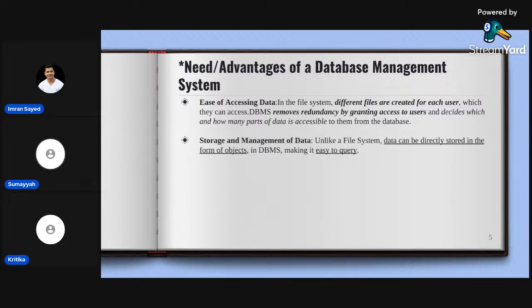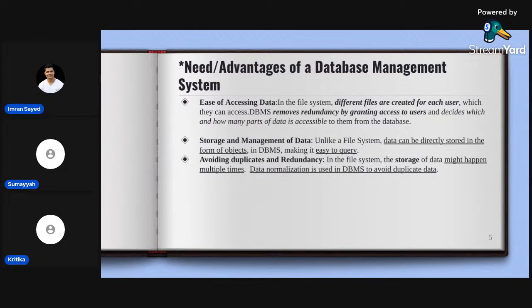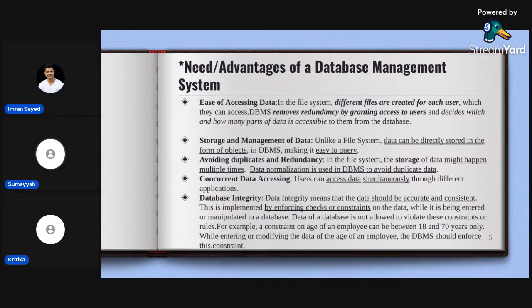Storage and management of data. Unlike a file system, data can be stored in the form of objects in the DBMS, making it easy to query. Avoiding duplicates and redundancy. In the file system, storage of data might happen multiple times. Data normalization is used in DBMS to avoid duplicate data. Concurrent data accessing. Users can access data simultaneously through different applications. Database integrity. Data integrity means the data should be accurate and consistent. This is implemented by enforcing checks or constraints on the data when it's being entered or manipulated.